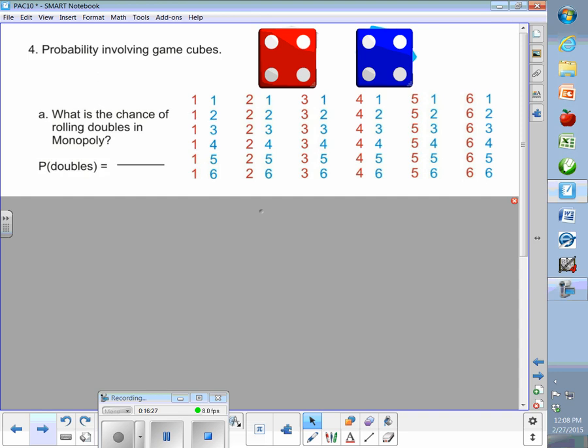I could roll a 3 with the red one, and the blue could be anything 1 through 6. I could roll a 4 with the red one, and the blue could be anything 1 through 6. I could roll a 5, and the blue could be anything 1 through 6. I could roll 6, and the blue could be anything 1 through 6.